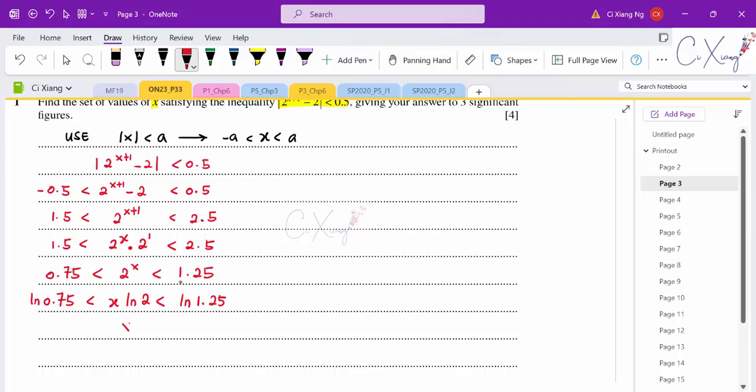Then the last step here, to know what's the value of x or what's the range of x, so you take ln 0.75 divided by ln 2. So every part you divide it by ln 2. So ln 1.25 divided by ln 2. Okay, so try to use calculator a little bit to help you so that you can get the final value. Correct to 3 significant figure, my answer is negative 0.415. And also for the right hand side here, I'm having this 0.322. Correct to 3 significant figure.